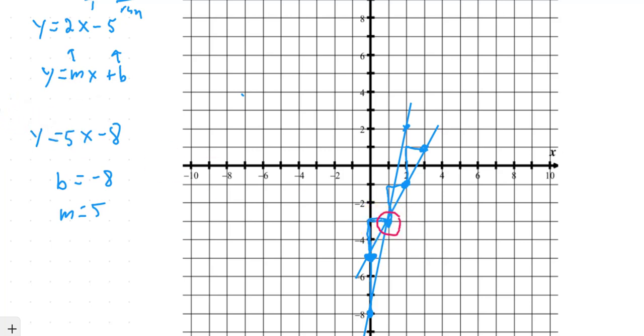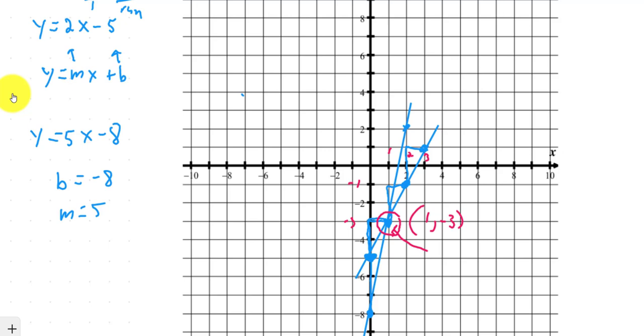Okay, and this point, if I had to label it, would be 1, -3. I just want to make sure you see that. Because this is 1, 2, 3, and -1, -2, -3. So the point is happening at 1, -3.